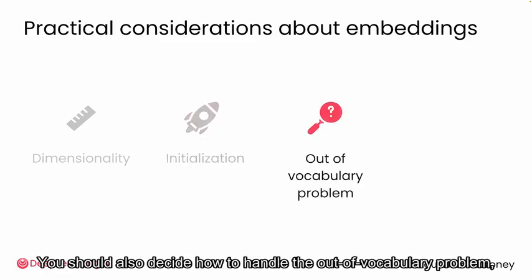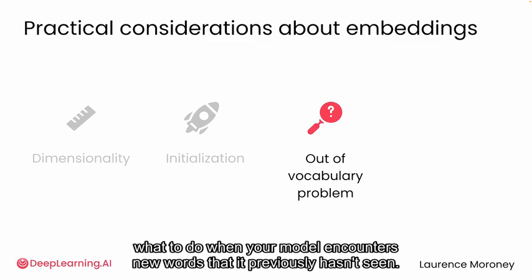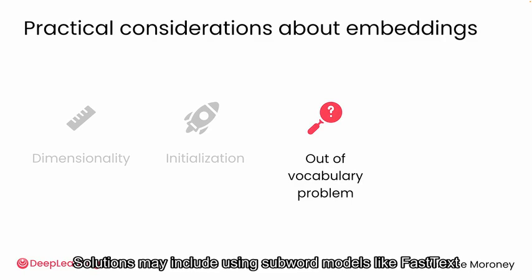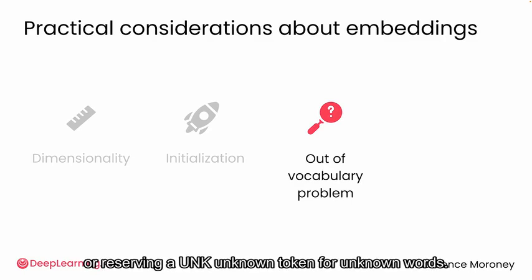You should also decide how to handle the out-of-vocab (OOV) problem, what to do when your model encounters new words that it previously hasn't seen. Solutions may include using subword models like fastText or reserving a UNK unknown token for unknown words.